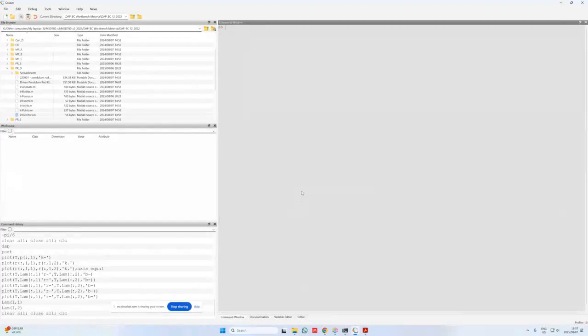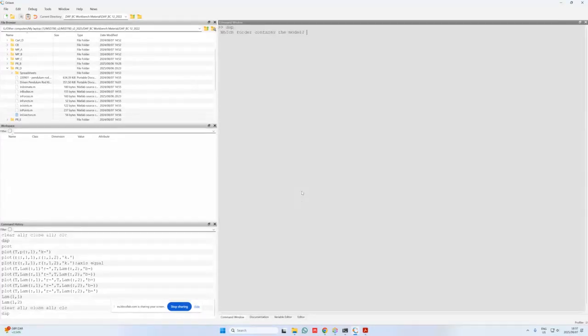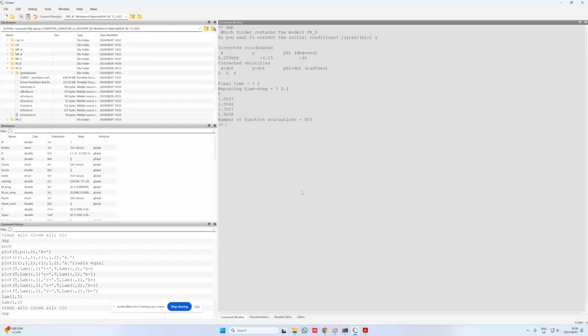So in this regard, I can then run dap. Which folder contains the model? In this case, it will be pr_d. Do I want to correct the initial conditions? Yes. I'm going to use a fairly small final time, let's say 2 seconds, and a reporting time step of 0.1 seconds. I just want to see once again what happens to the system from an animation perspective.